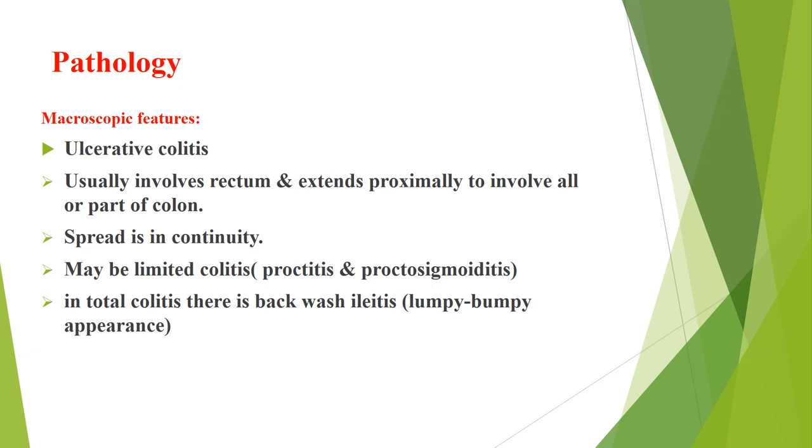Now, what are the macroscopic features of inflammatory bowel disease? Now we will talk about ulcerative colitis. It usually involves the rectum and extends proximally to involve all parts of the colon. It usually spreads in continuity, and it might be limited to the colon. So it might involve all the colon, or only one part, such as the rectum or the sigmoid. For example, we call it proctosigmoiditis. In total colitis, there is a backwash ileitis. That means it can involve part of the ileum.